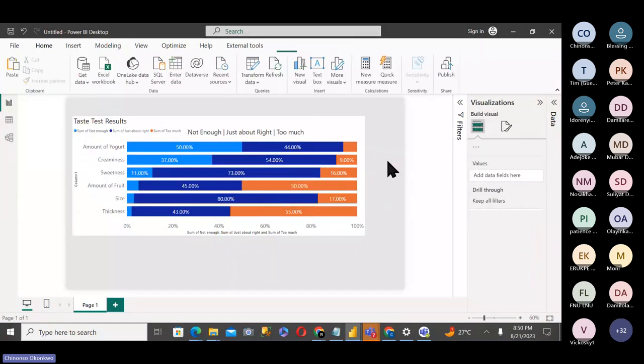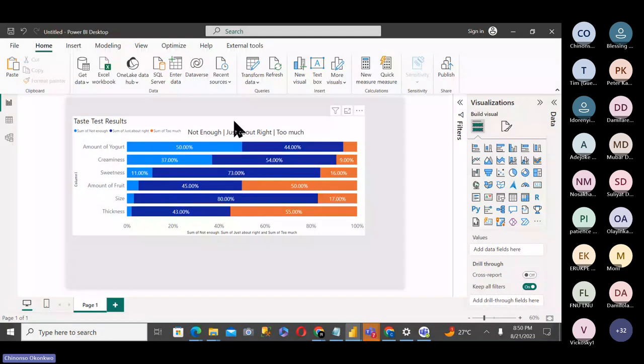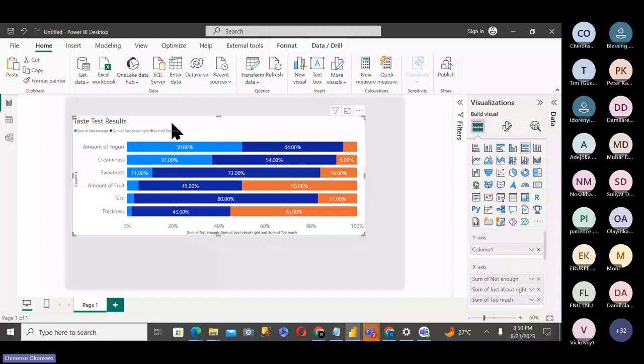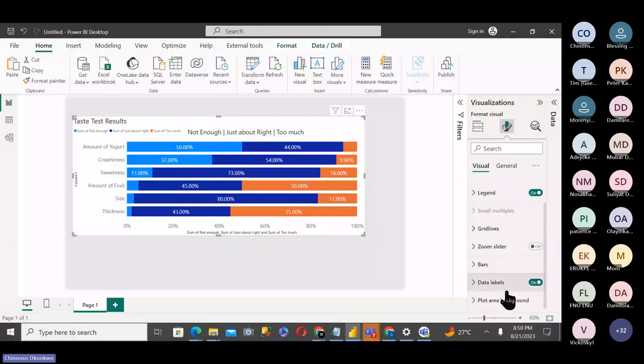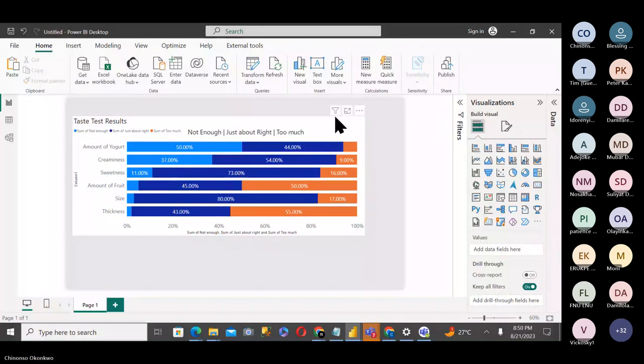So I'm going to go to my data. Okay, let me show you how I did that. Select your visual. Go to your format pane. Format your visual. Then you go to where you have your legend. Scroll down until you see your legend, which is it. Then you turn it off. Right, so you see exactly why I said I was going to move that.